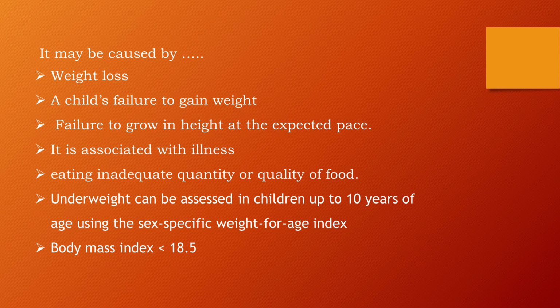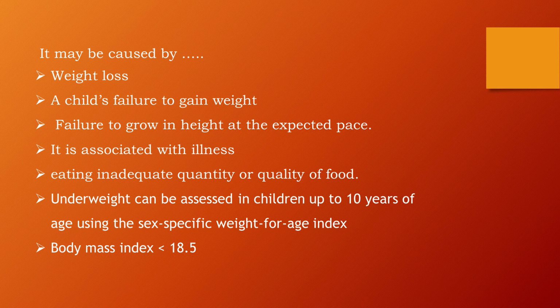So, an underweight child can be assessed in children up to 10 years of age using the sex specified weight for age index. In stunting we have seen the sex specified height for age index. Here we are going to use a different index, the weight for age index, which is very important. Lastly, a child can be called underweight where the body mass index is less than 18 to 18.5.